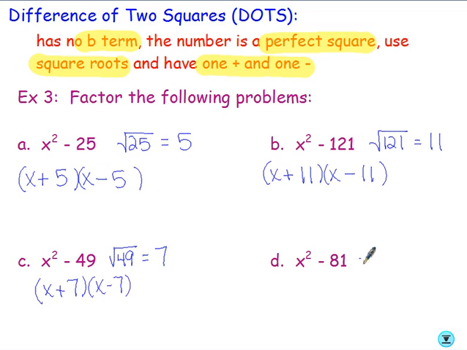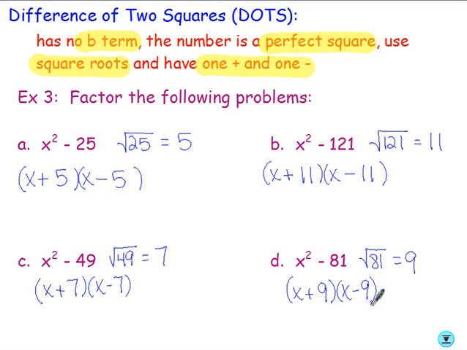The square root of 81. Hopefully you knew that that was 9. So it's x plus 9 and x minus 9. Aren't those a nice little shortcut? They're quick, they're easy, can't make any mistakes there.